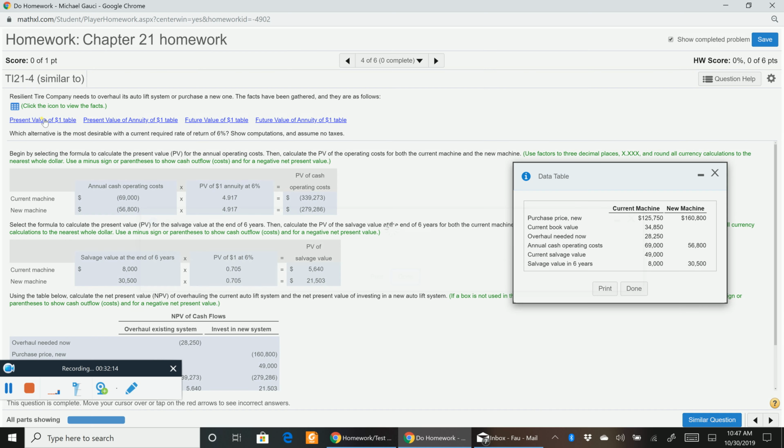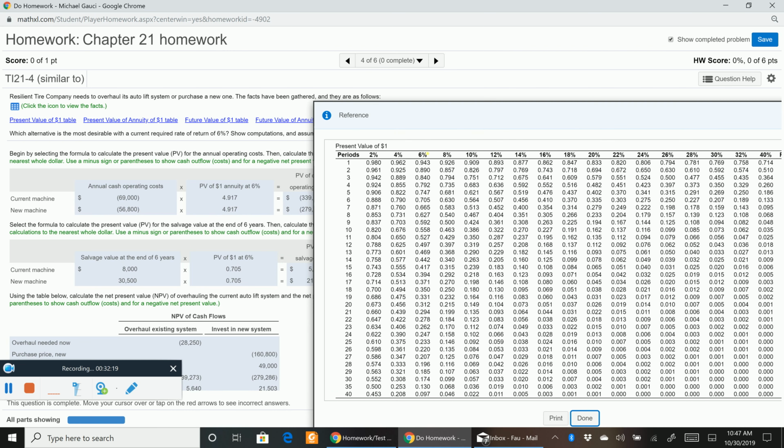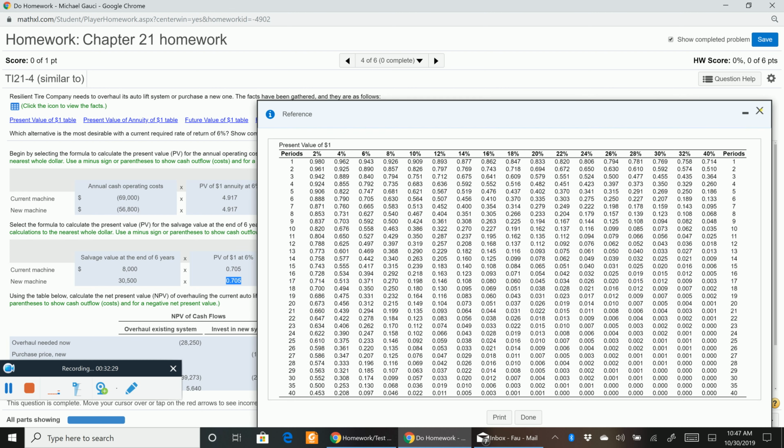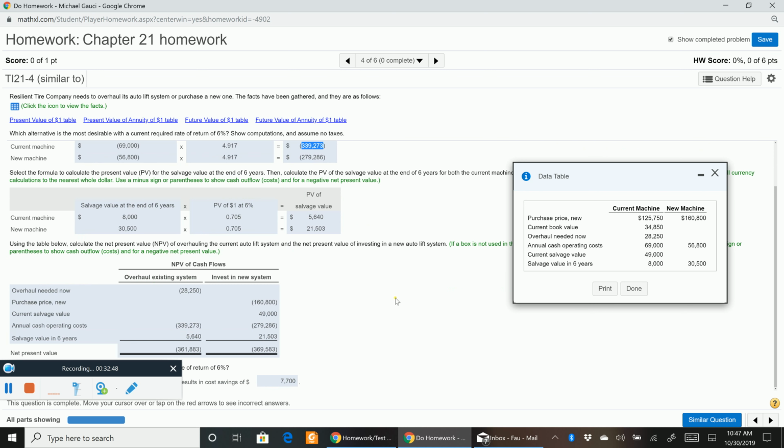So present value of a dollar table, let's pull it up. Once again, we are in the 6% column. And at the end of year 6, what is the factor? 0.705. So that is the factor we're going to use when we calculate the actual present value of the salvage values. You can see the new machine, the present value is a lot greater than the current machine. And the operating costs are a lot lower than the current machine. So far, it's looking very good for buying a new machine.